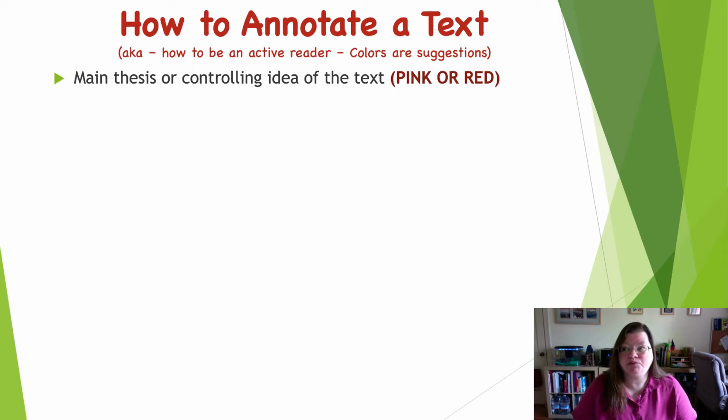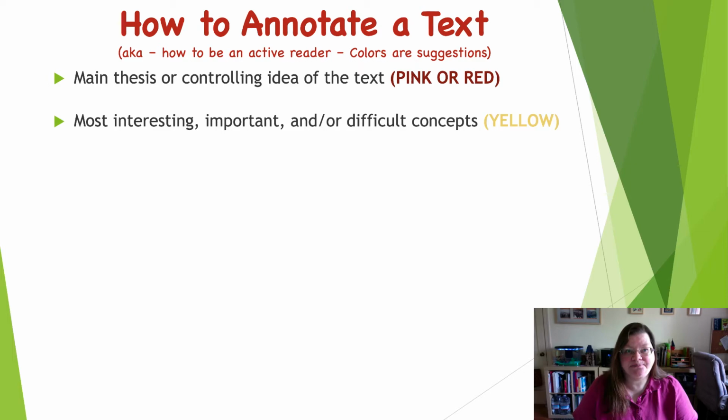Now I do find that the more professional the texts happen to be, the harder it is to be able to find one particular sentence that says what the controlling idea is. Most of the time, it's a central idea that flows throughout the text, and so I will generally highlight different sentences that seem to be giving me the controlling idea. Now, some texts do give it to you within the first or second paragraph, but that's not always the case.